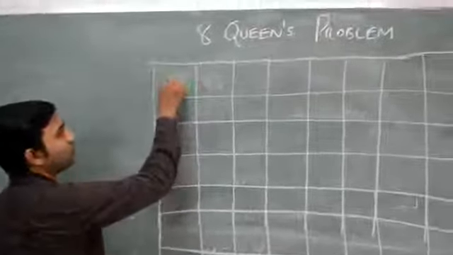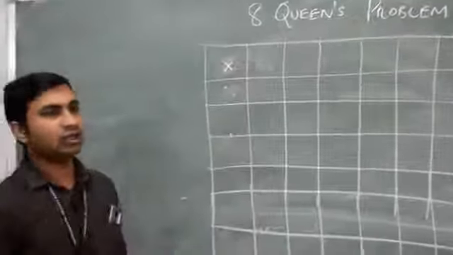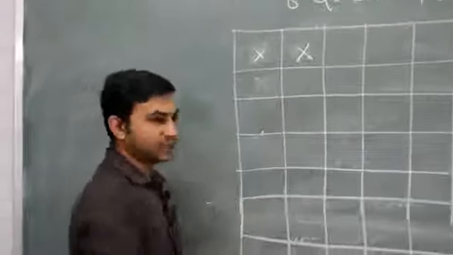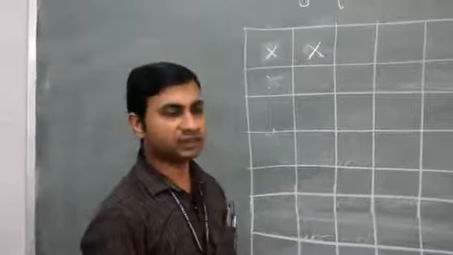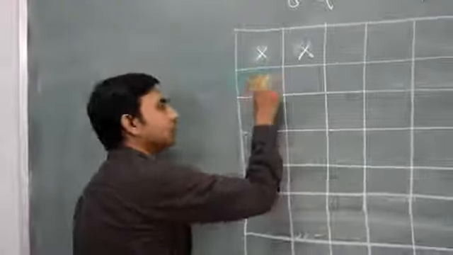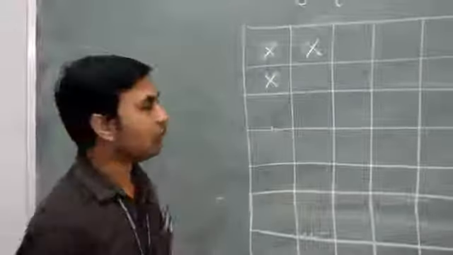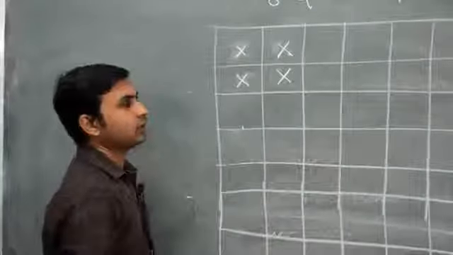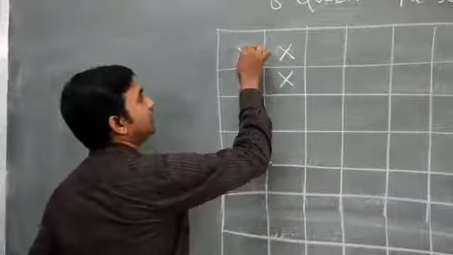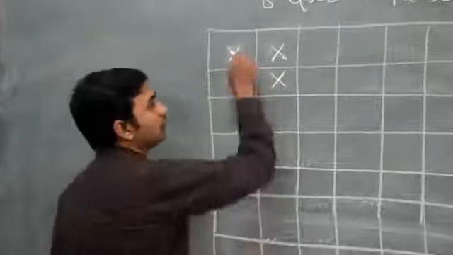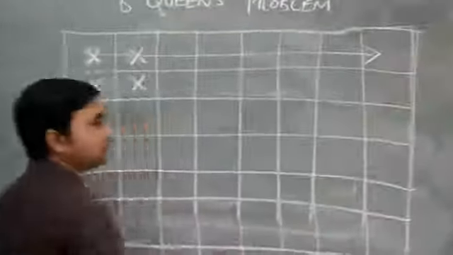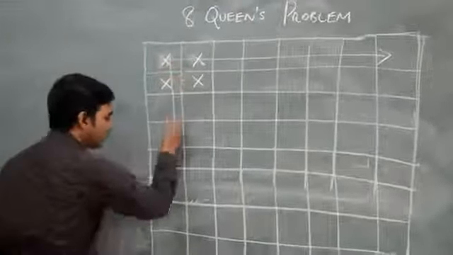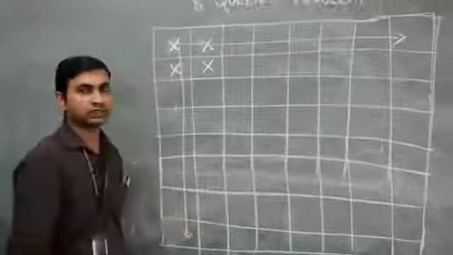If I place a queen in this first position, I cannot place the second queen in the same row. In a similar manner, I cannot place the second queen in the same column, or place the other queen in the diagonal position. To make it simple, if I place a queen here, I cannot place any other queen in the first column. The same way, I cannot place any other queen in the first row.